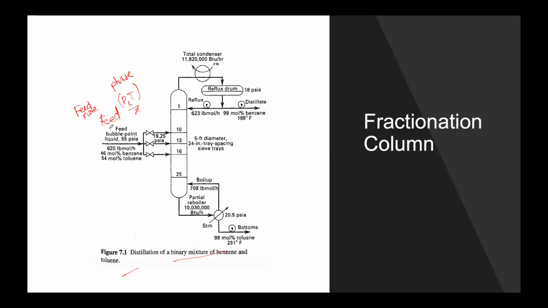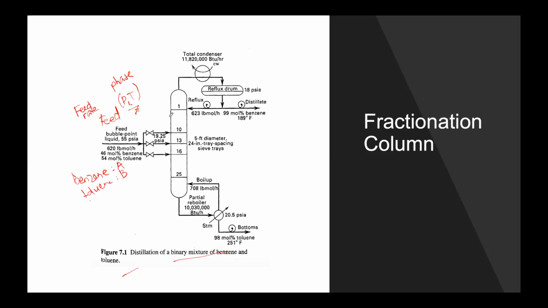Okay, so in this case, the feed is a bubble point liquid with a pressure of 55 psi. If you have this requirement, then you can calculate the temperature based on flash calculation. Remember from thermo, if you have the pressure and you have a bubble point liquid, you can do the flash calculation to get the temperature. And it is a mixture of benzene and toluene, 46 mole percent benzene, and the remaining is toluene. The first compound is the more volatile one. So benzene is the A compound, and toluene is the B compound, if you want to make an abbreviation for that one.